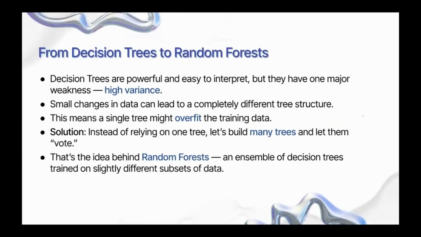So we talked about decision trees. I'm hoping you guys have a good idea about what decision trees are so far, based on everything that was talked about. But there are some bullet points that I want to go through. Decision trees are powerful. They're easy to interpret. They're easy to understand, as you probably saw. But they have one major weakness, which is that they have a high variance.